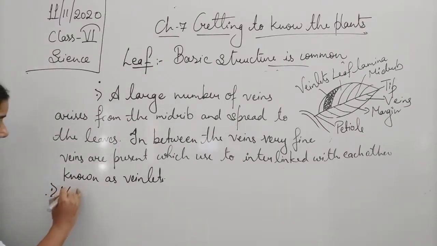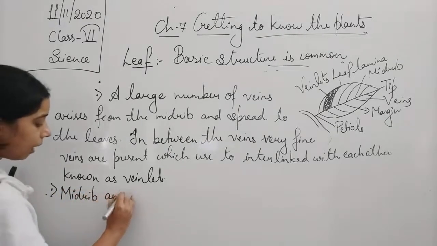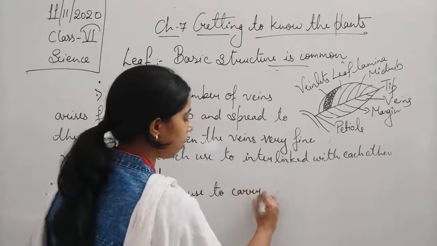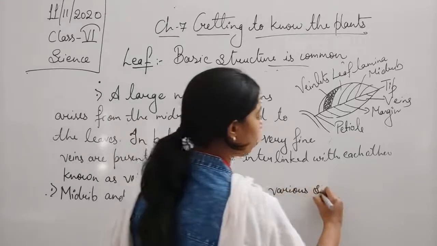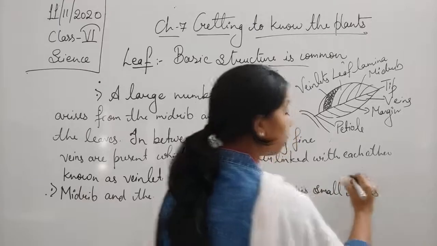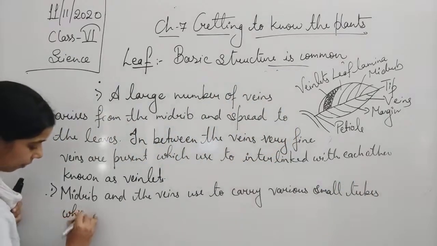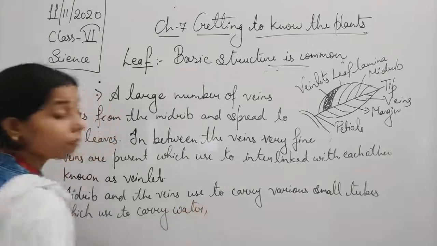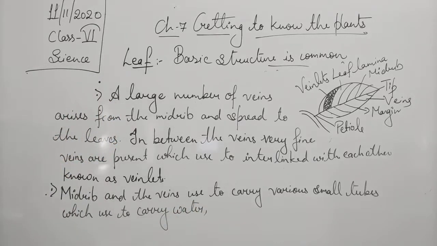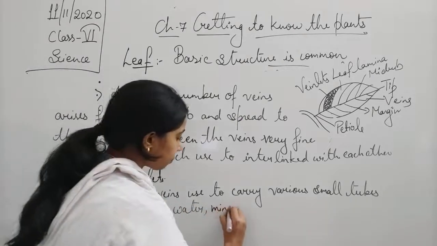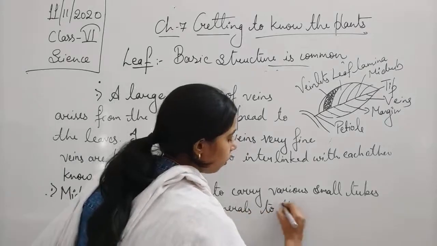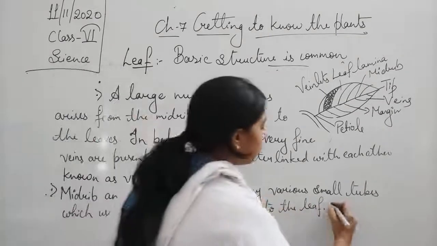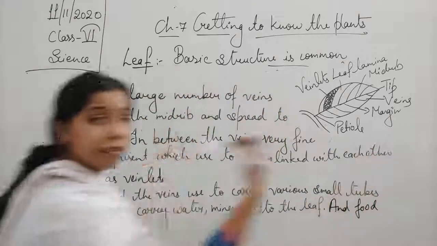the midrib and the veins carry various small tubes which carry water and minerals to the leaf and food away from the leaf.